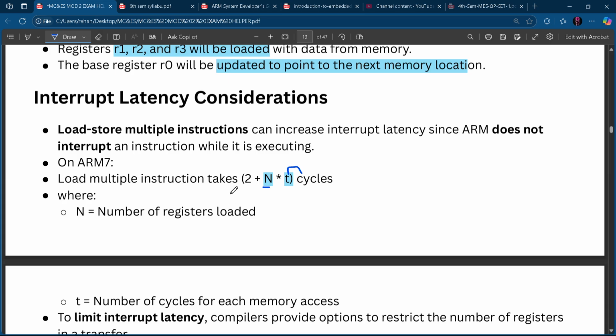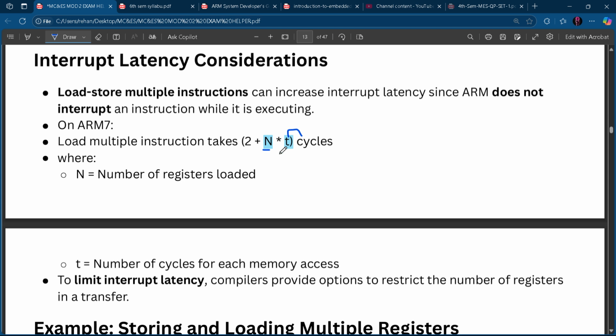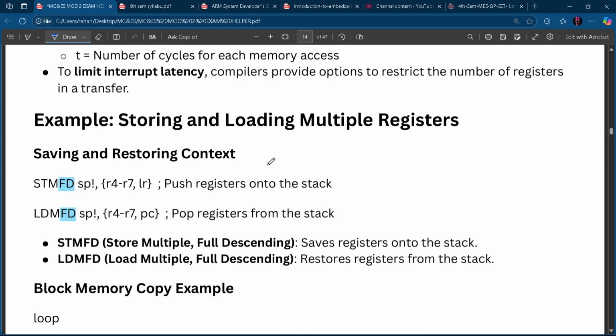Load multiple takes 2 plus n times t. What is n? Number of registers loaded. T, number of cycles for each memory access. Okay. So if you want to reduce the latency, then you just have to reduce the number of registers. Multiple registers, you have to reduce it to less. Storing multiple registers, this is store multiple.